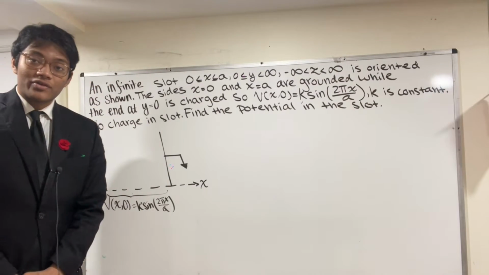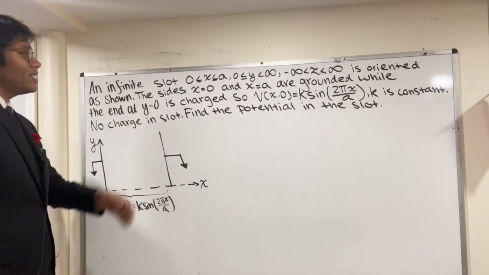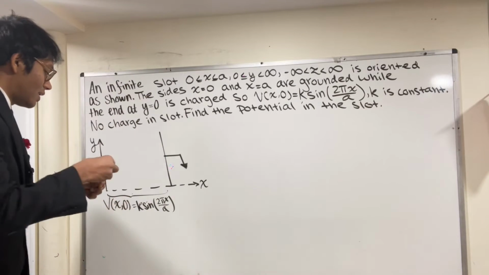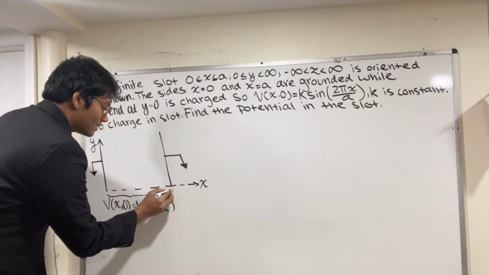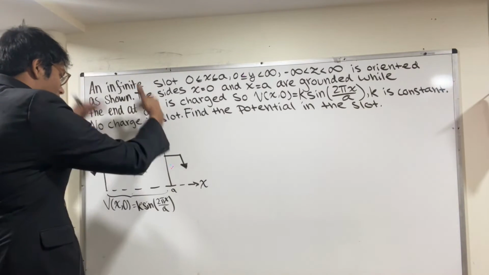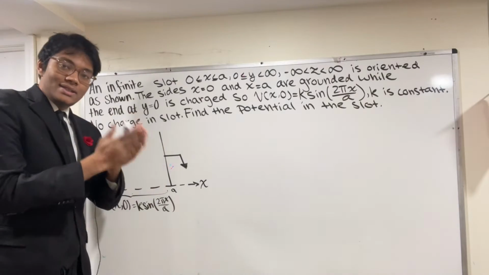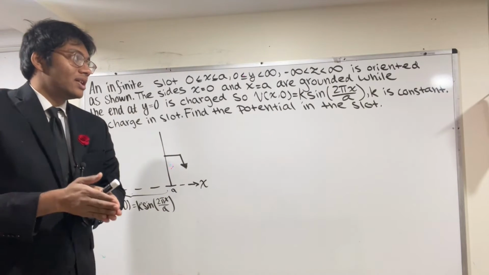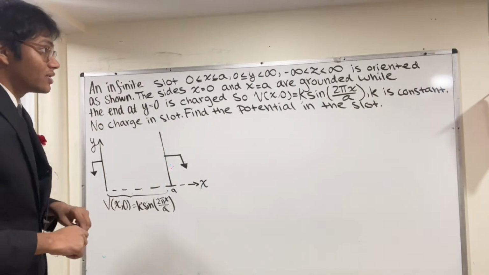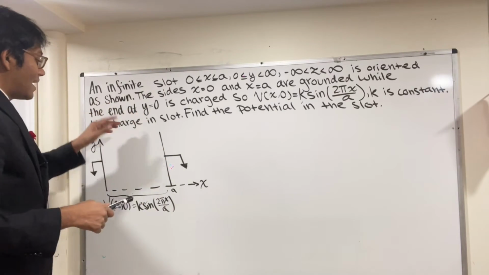Alright, so here's our first problem. An infinite slot between x is 0 and a, so x starts from 0 and ends at a, right here. Between y is 0 and infinity, and between z is negative infinity to infinity, meaning that we're symmetrical around z, meaning we don't have to consider z for this problem, is oriented as shown.